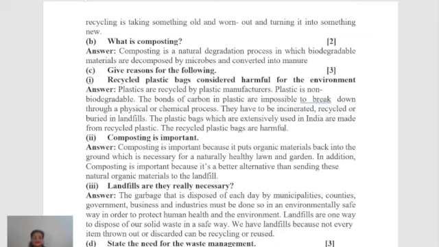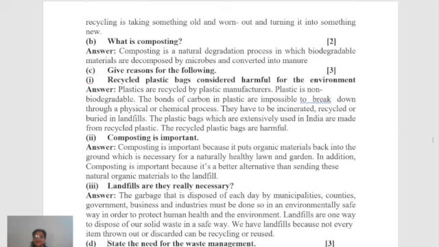Now the plastic bags which are extensively used in India till now, they are being used in large quantity. These are made from recycled plastic, and the recycled plastic bags are harmful, right? Because of this nature, that it is non-biodegradable, right?